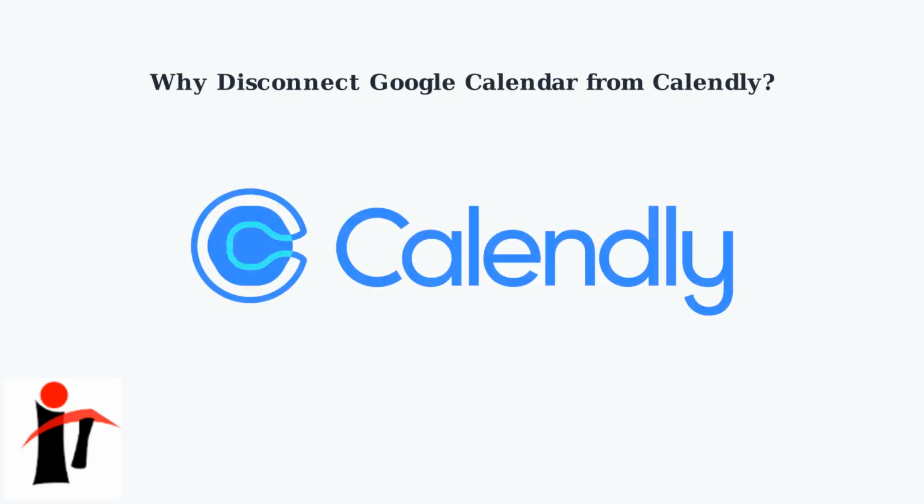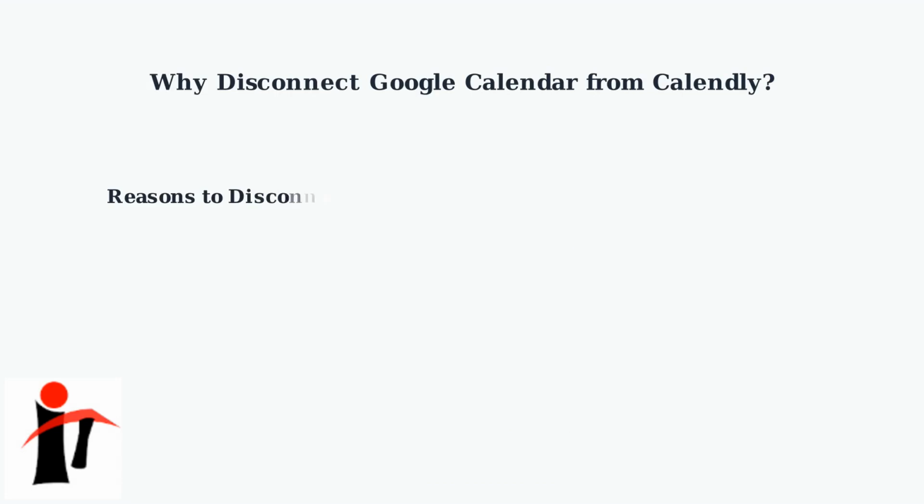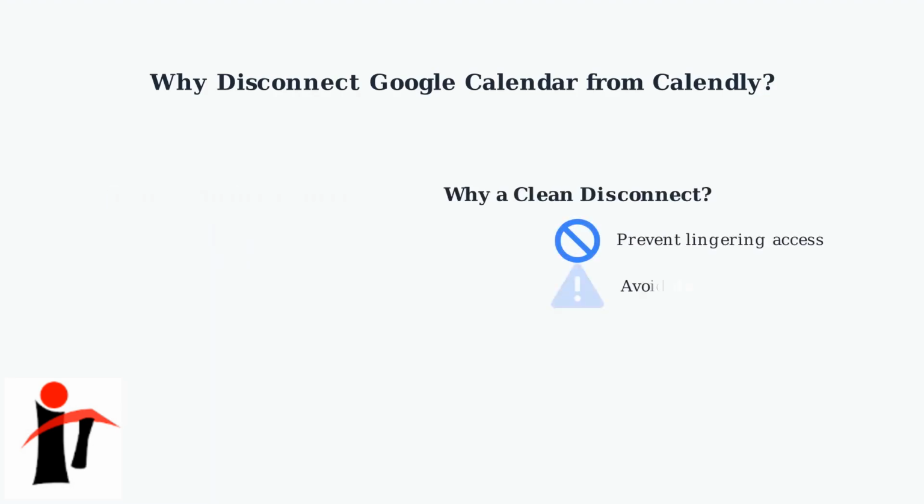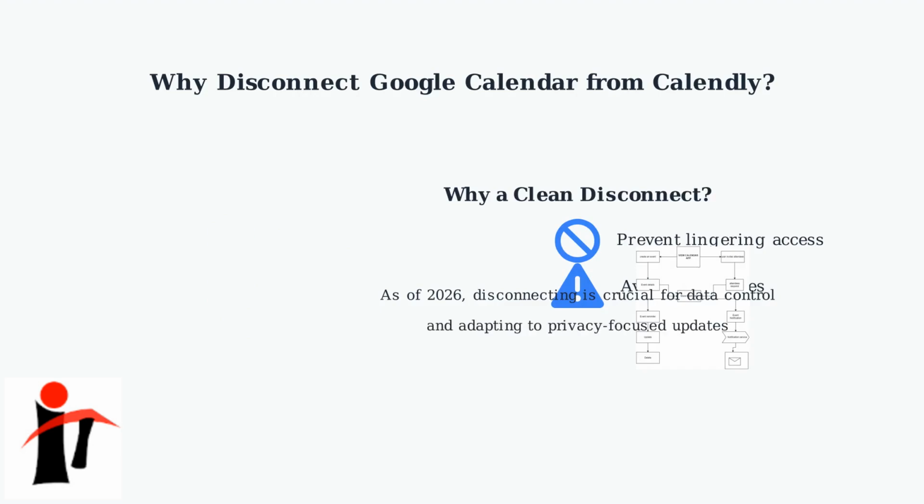Calendly integrates with Google Calendar to streamline scheduling. However, you might need to disconnect for privacy, data management, or troubleshooting. This video guides you through the process and explains why it's essential to disconnect cleanly to prevent lingering access or data issues. As of 2026, disconnecting is crucial for maintaining data control and adapting to privacy-focused updates.